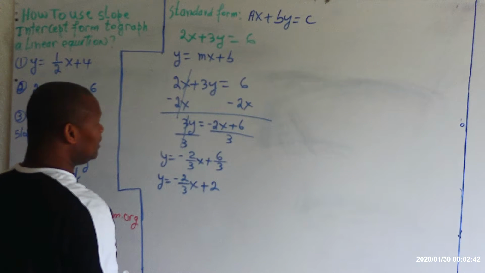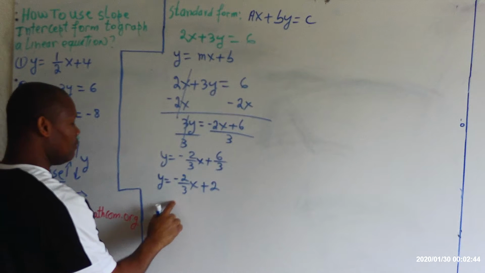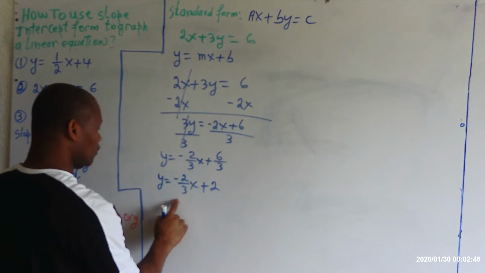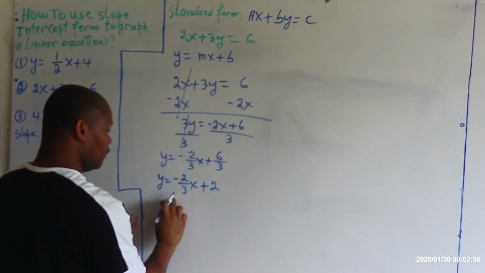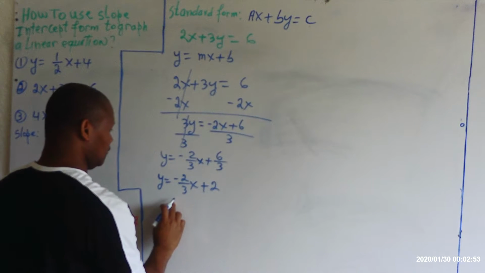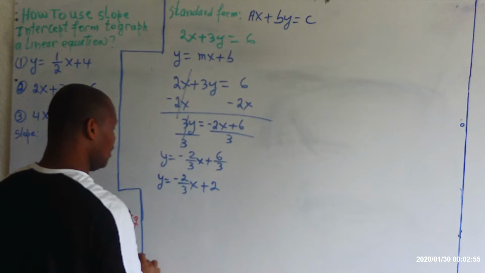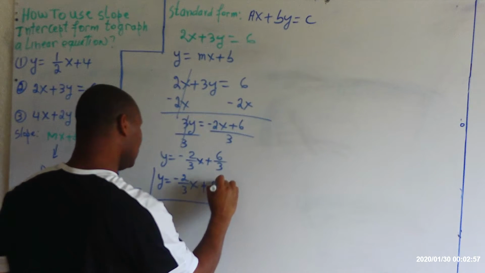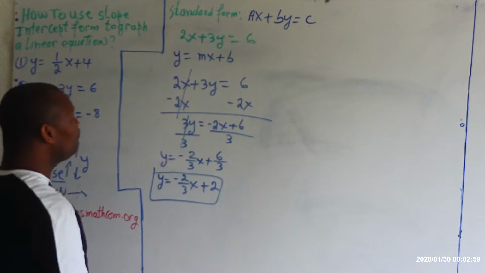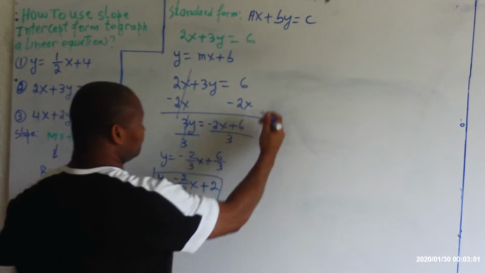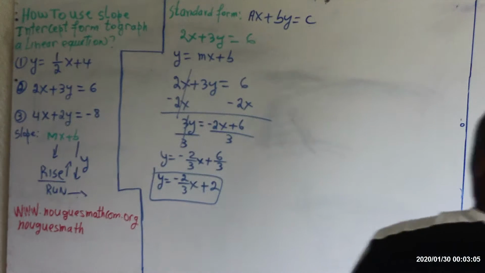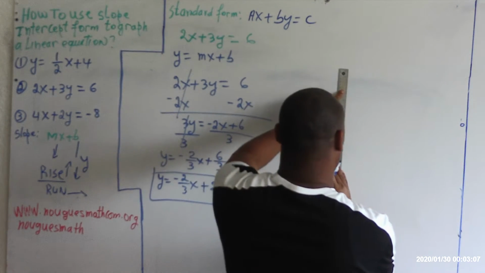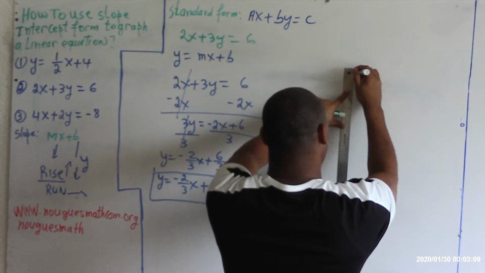So this is the slope form I'm talking about. I will need this form to graph my linear equation. Let's use it. I'm going to use it to graph. That is the slope form. So let's do that. It's not difficult.